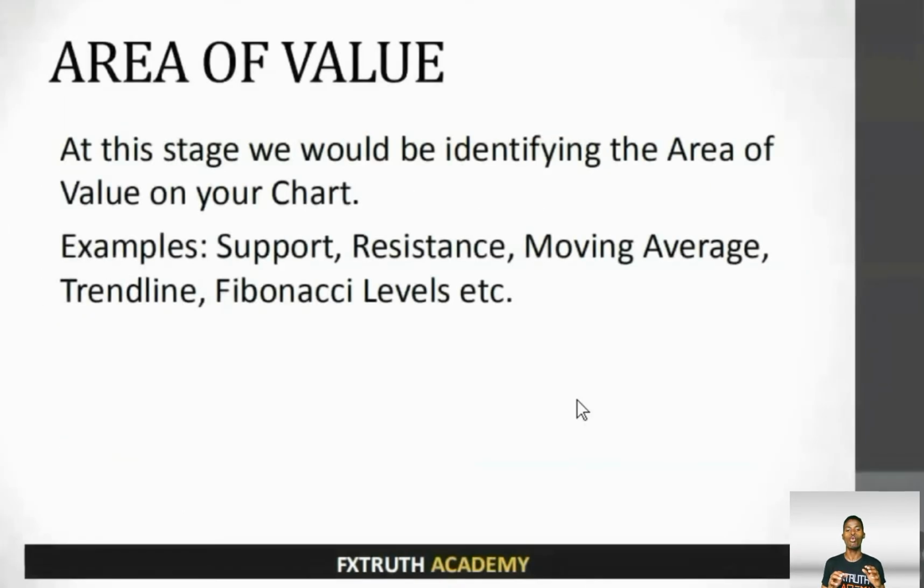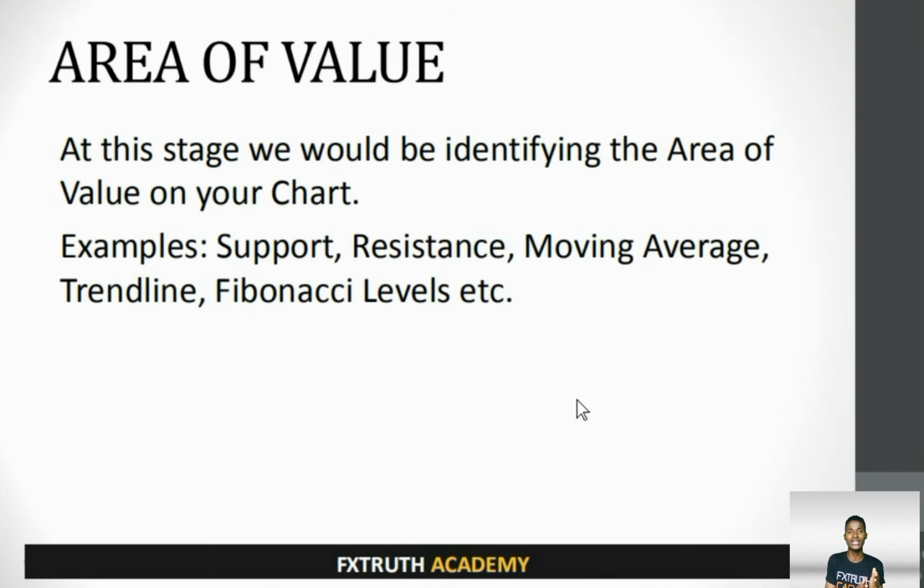So moving forward, after we have identified the market structure, we're going to look towards identifying the area of value. At this stage, to identify the area of value on your chart, it means you need to identify your key area levels known as the support and resistance levels. Either you are using the moving average, the trend line, the Fibonacci level, et cetera. There are other things you can use to identify these key area levels in the market.